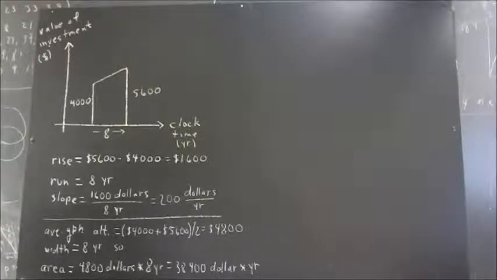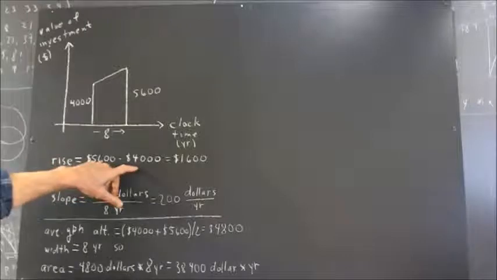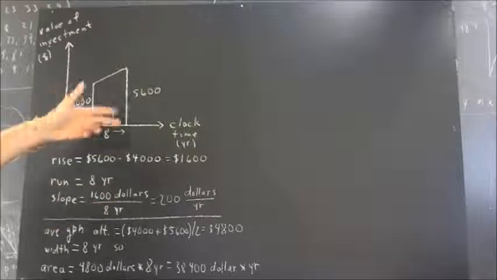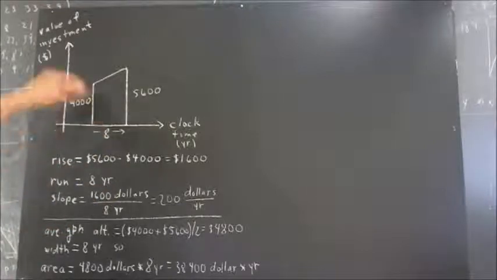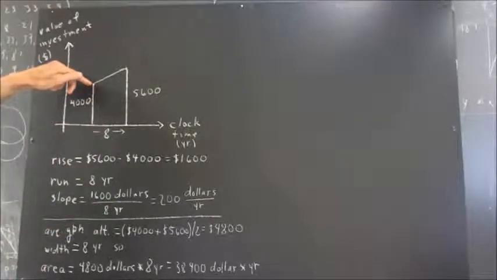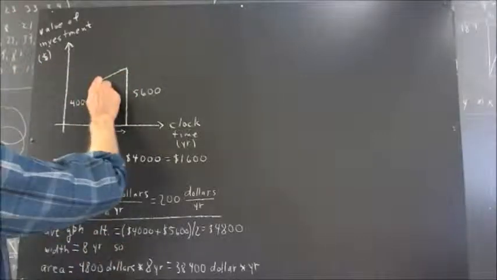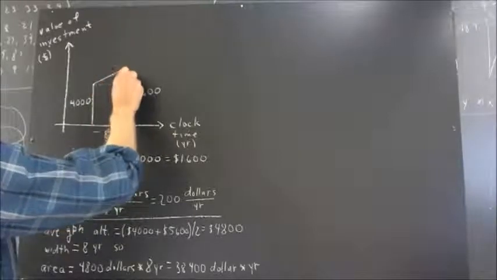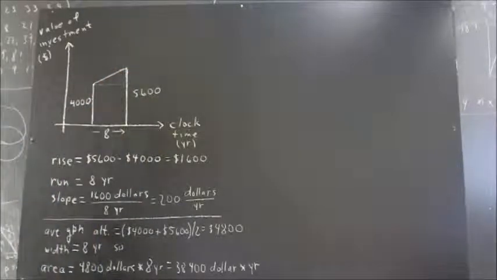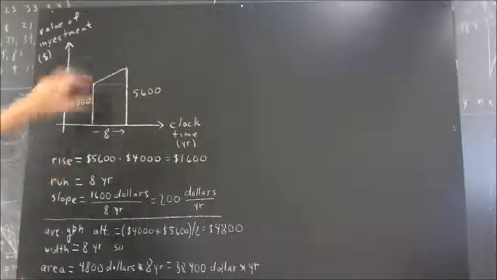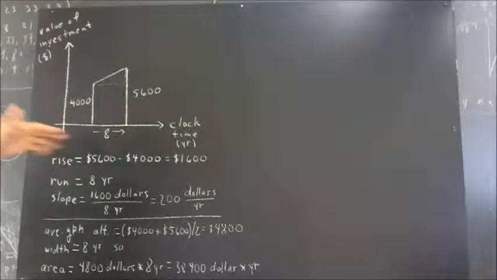So the rise is what? $5,600 minus $4,000, or $1,600. The run is clearly 8 years, the width of the triangle, or the trapezoid. And of course, it's always profitable to sketch this little triangle up here to be sure we keep track of what we mean by rise and run. The change in this quantity divided by the run, which is equal to this quantity.